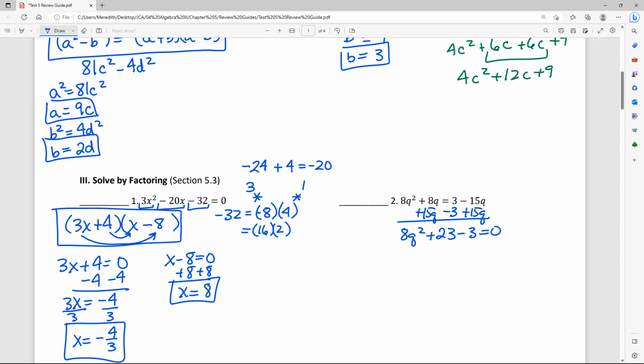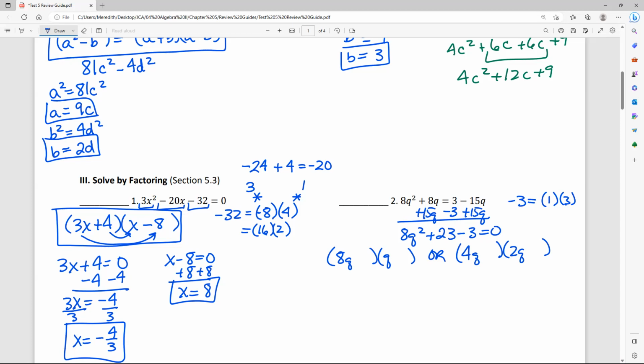So again, I have two options here. I have 8q and q to give me 8q squared, or I also know that 4q times 2q would also give me 8q squared. In this case, it's a little bit easier because my last term is the negative 3. So the factors of negative 3 are only 1 and 3 in some variation. One of the two is going to be negative. What I need to figure out is which one.